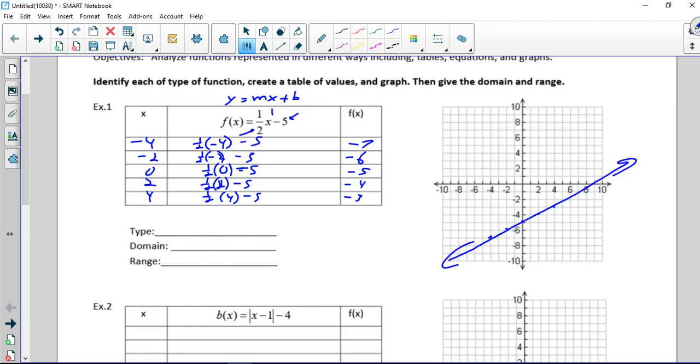Which, if you look at this, there's our y-intercept, and it does have a slope of up 1, right 2, up 1, right 2. So where's the next point going to be? Up 1, right 2, 6, -2, and so forth. Now, what type of function is it? It's linear. The domain is going to go left and right forever and ever, and the range is going to go up and down forever and ever.